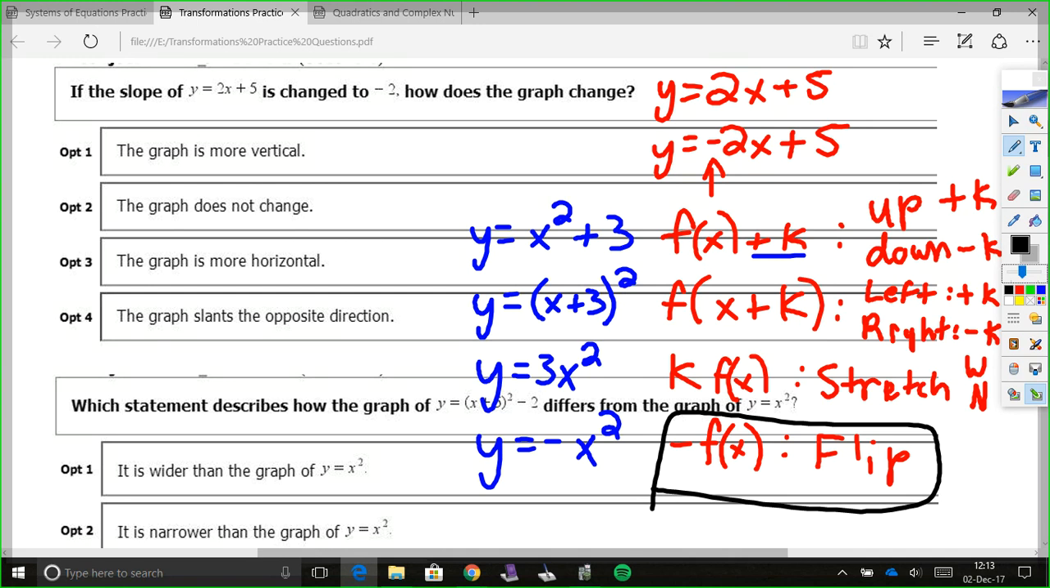The graph is more vertical. That's not true. That would indicate more to me like a stretch in a way, if it was more vertical, which basically means more straight up and down. The graph does not change. Well, that's clearly not the case. The graph is more horizontal, which is sort of the same thing as more vertical. And then the graph slants the opposite direction. It's definitely going to be option 4, because that opposite direction is sort of my kind of code word for flipping over. Opposite way, flipping over, they sort of have the same relationship.